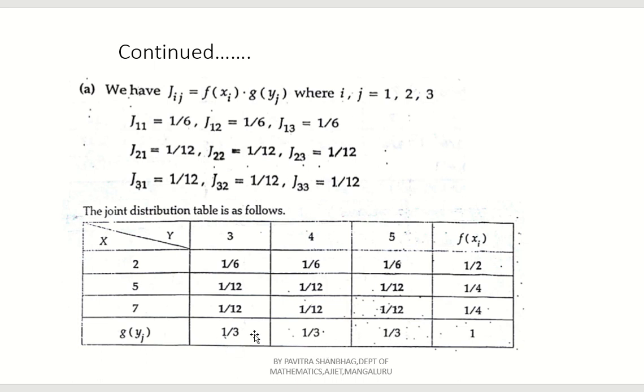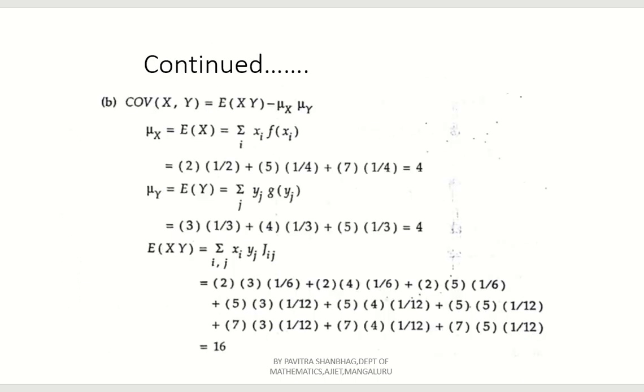But at the end, if you add row wise, its sum should be 1. And at the end, if you add the column wise also, it should be 1. So 1/2 plus 1/4 plus 1/4, that is 2/4 means 1/2. 1/2 plus 1/2, that is 1. Again 1/3 plus 1/3 plus 1/3 means 3/3, again it is equal to 1. So this is the joint probability distribution table.